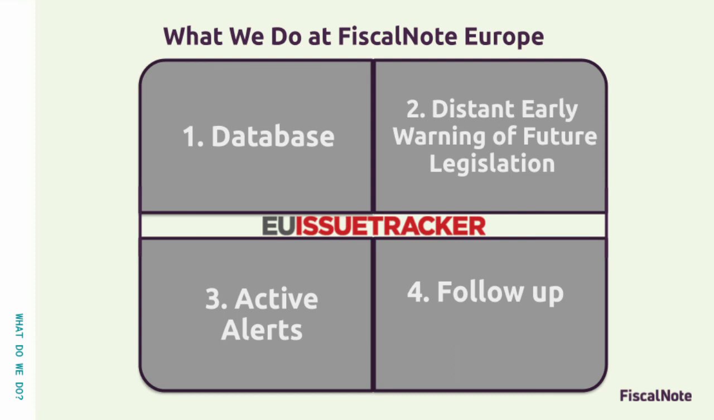So we use a database which is called EU Issue Tracker, where all of our clients can find the latest developments, but also historical background, what has happened previously with the proposals. One of our key strengths is also warning our clients very, very early of future legislation, and we often spot proposals even 2 or 3 years before the Commission actually presents the text. Every time there are new developments or new proposals emerge, we let our clients know through active alerts, and our team of policy analysts are always happy to answer any follow-up questions or help the clients understand the developments better.